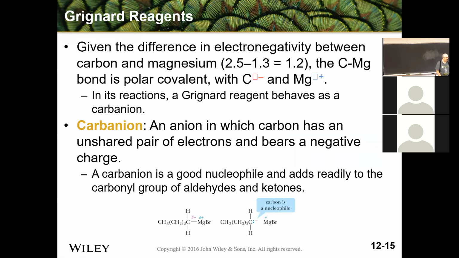If we look at the difference in electronegativity between carbon and magnesium, it's 1.2. The carbon-magnesium bond is polar covalent. This time, we have reversed the polarity at the carbon. So carbon now has a partial negative, and magnesium has a partial positive.